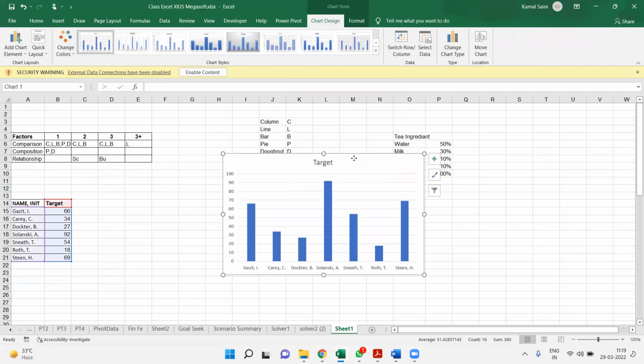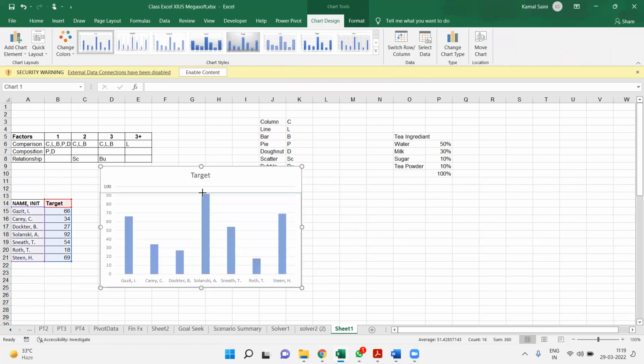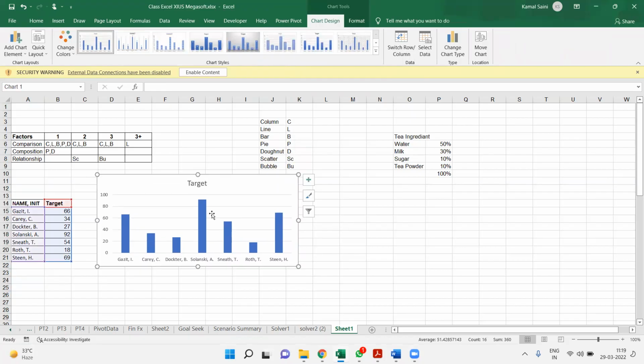Now, let's try to understand the various components of the chart. The bigger rectangle that you can see is known as the chart area. The inner rectangle is known as the plot area. This is your vertical axis, horizontal axis. These are the grid lines, chart title, data points, and horizontal axis, vertical axis.